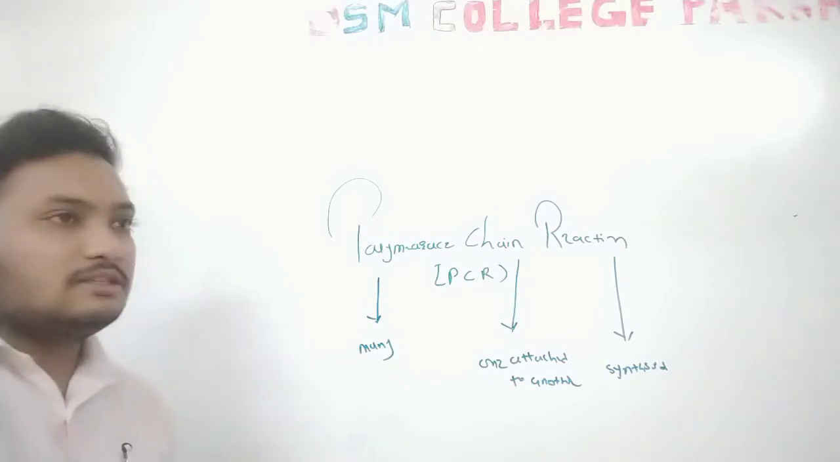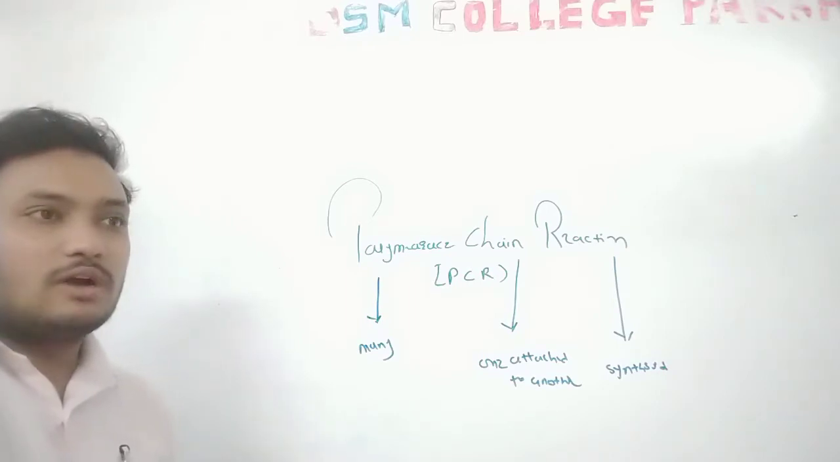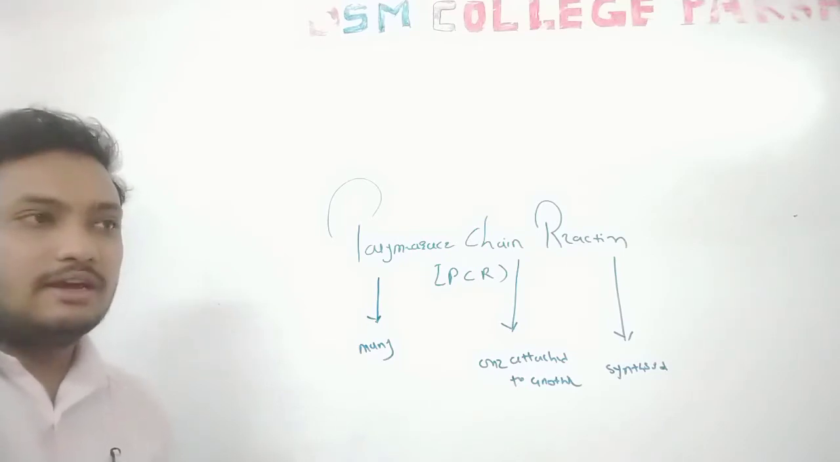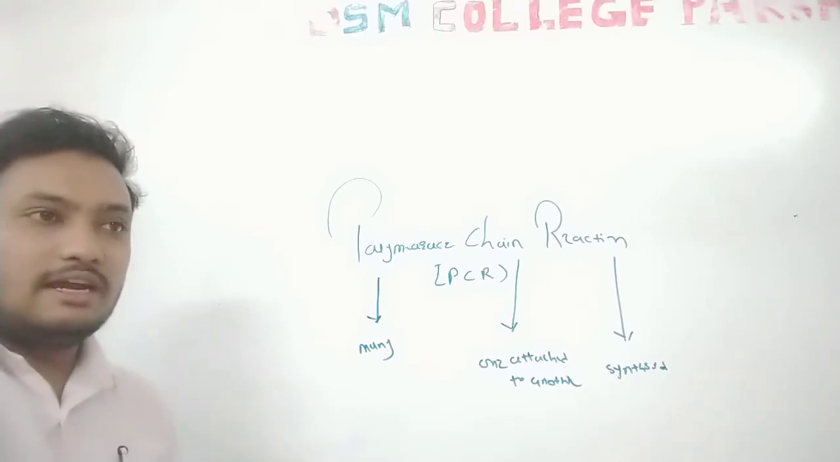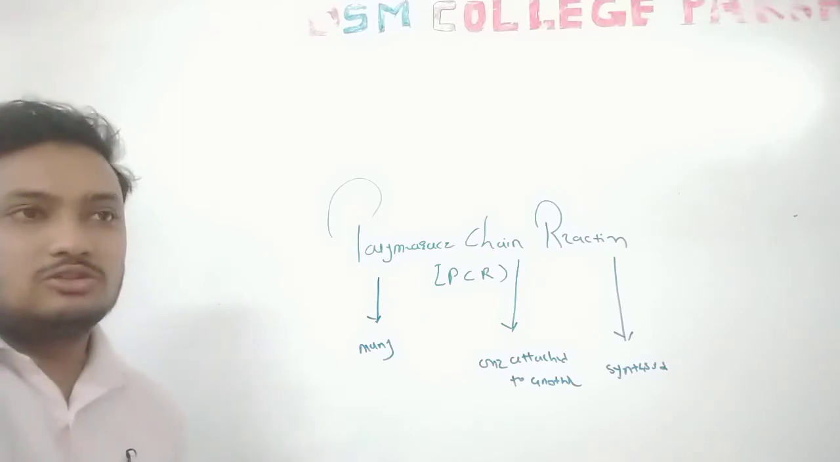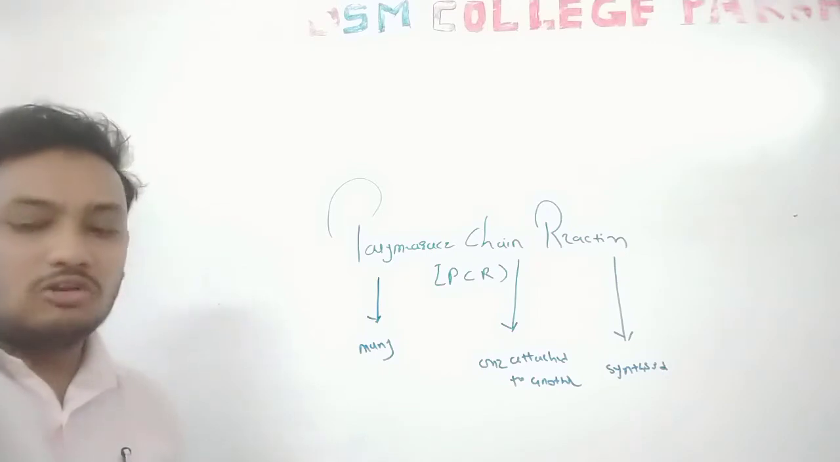Okay, in the polymerase chain reaction, simply put, we synthesize a large number of copies of the genetic material, that is, the DNA. Okay, reverse transcriptase PCR is also a type of polymerase chain reaction. There the RNA is converted into single stranded DNA and then into double stranded DNA. Okay, it is also possible through the polymerase chain reaction.